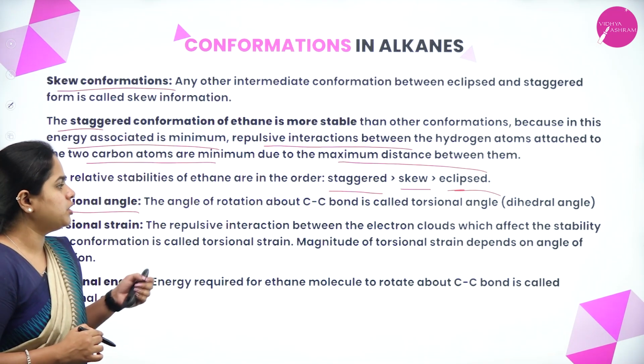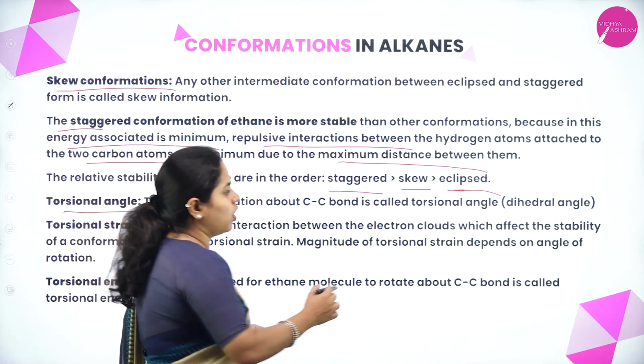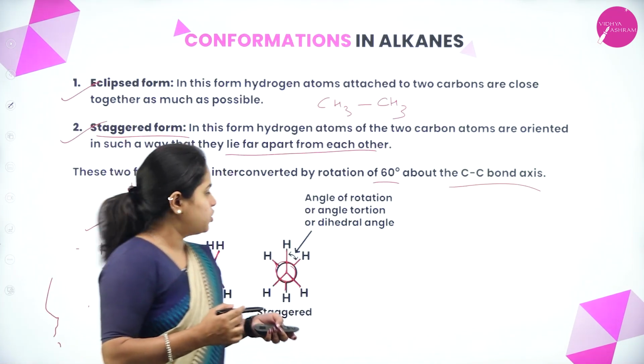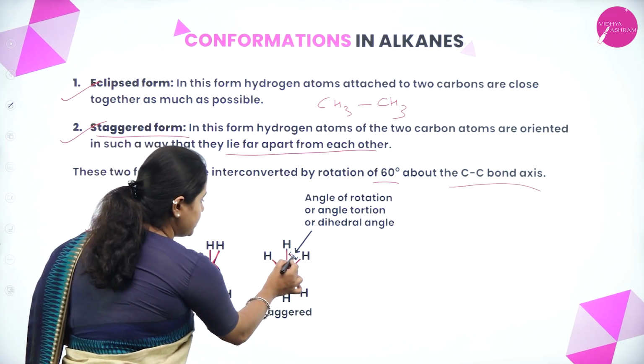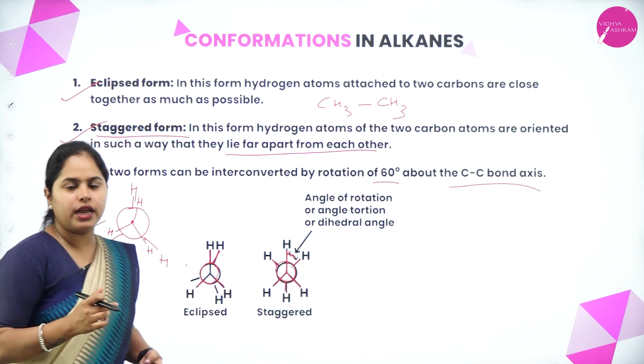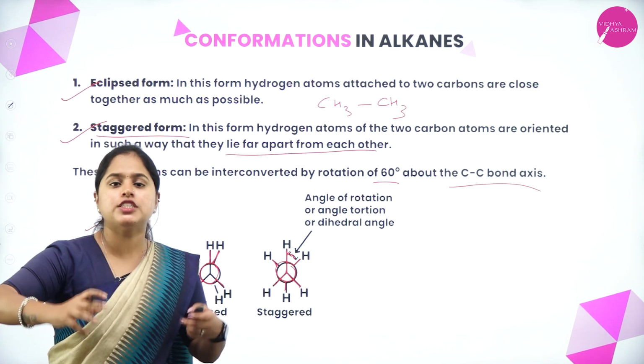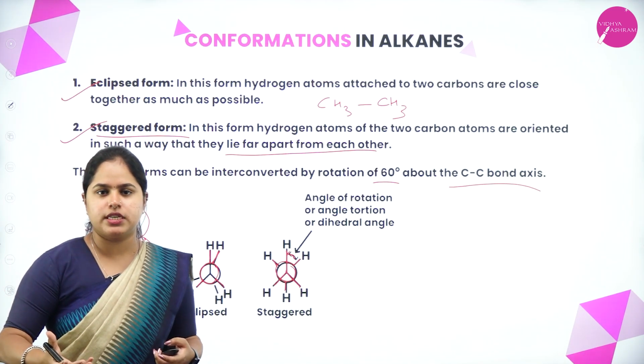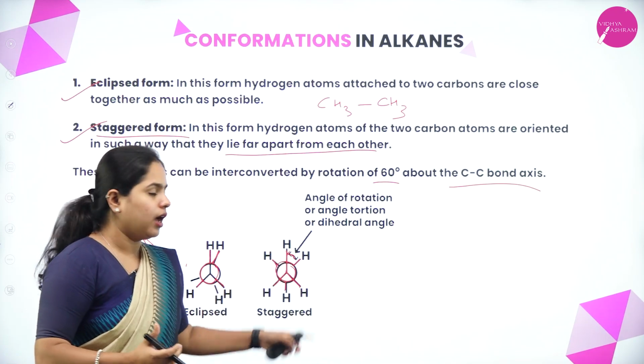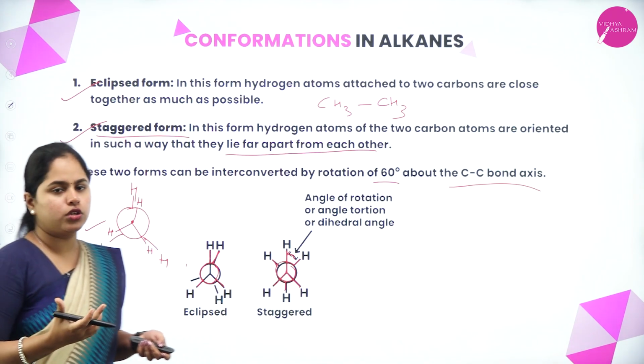Now what is torsional angle? The angle of rotation about the carbon-carbon single bond is called the torsional angle. So this angle you can see in between these hydrogen atoms, the bonds, right? So that angle about which we rotate the carbon-carbon single bond is called the torsional angle.